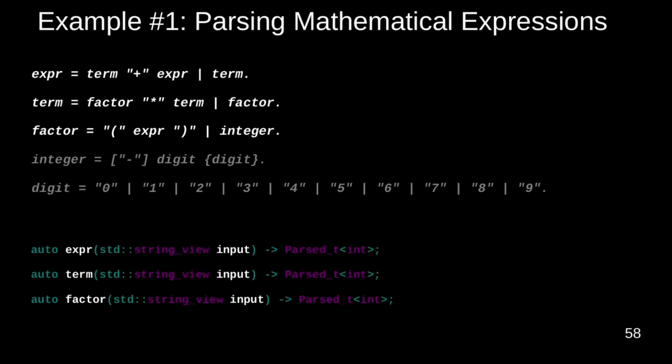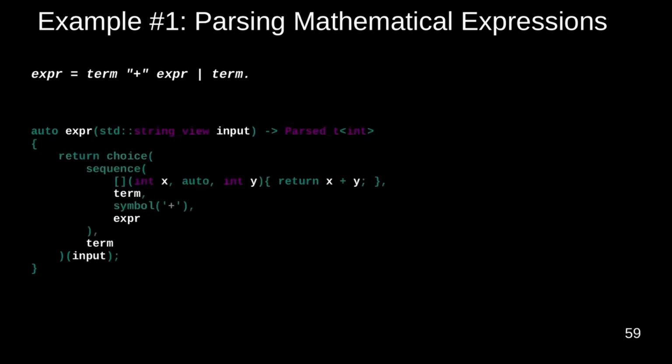We already know how to parse integers. We made a parser for that. So we just need to parse expressions, terms, and factors. So we need to write 3 parsers. And since they are referring to each other, we have to declare them first as free functions and then define them. Okay, so we first declare them.